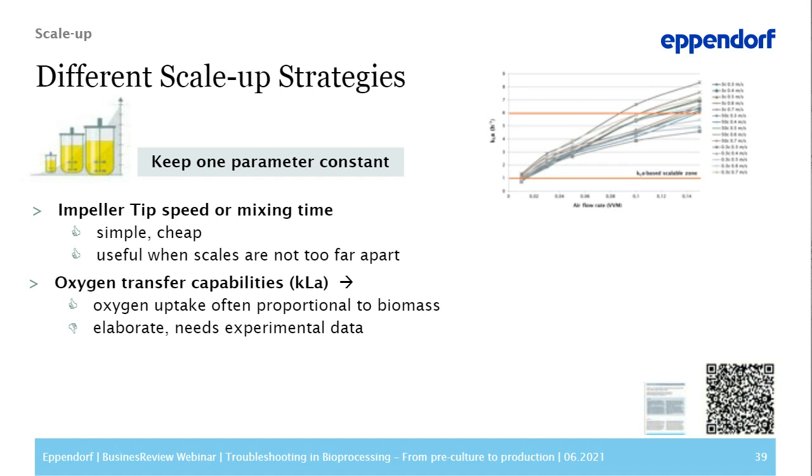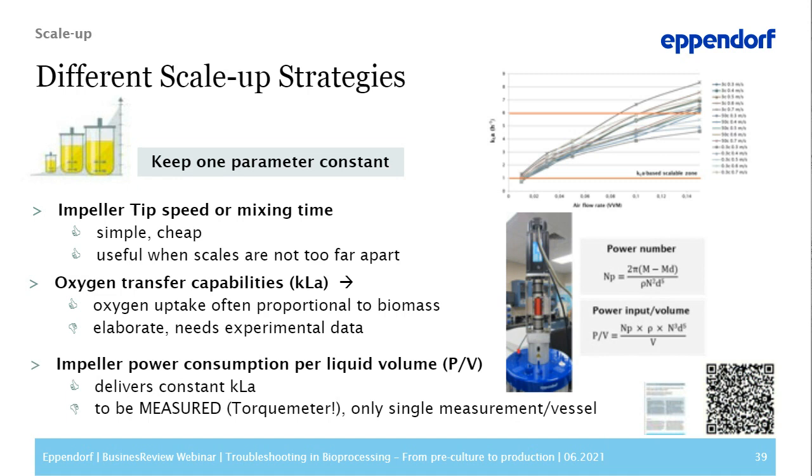Another approach that can be used for scale-up is to maintain a constant impeller power consumption per liquid volume, or P by V. However, this method requires measuring impeller power number by using a torque meter. But the advantage in this case is that you only need a single measurement per vessel. So please feel free to scan the QR code here to access our application note on the scale-up.